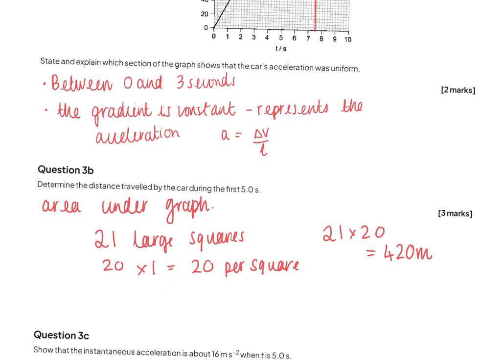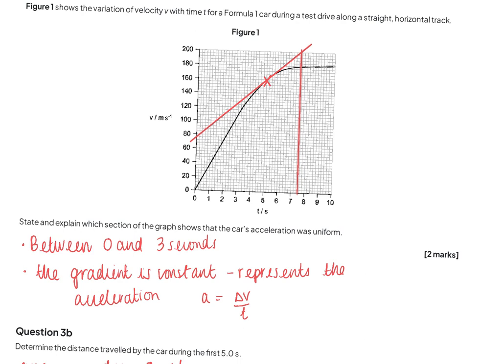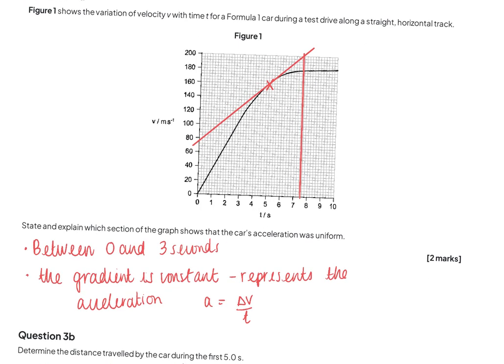Part C says show the instantaneous acceleration is about 16 meters per second squared when t equals 5. So I've gone ahead and marked up the graph again, how you'll need to. So first thing I did is I did a cross at t equals 5 and where it hits our graph. So that is this cross here. And then I drew a tangent to the graph. So you get your ruler and you try and line it up with the curve of the graph, and then you draw a straight line right across your graph.